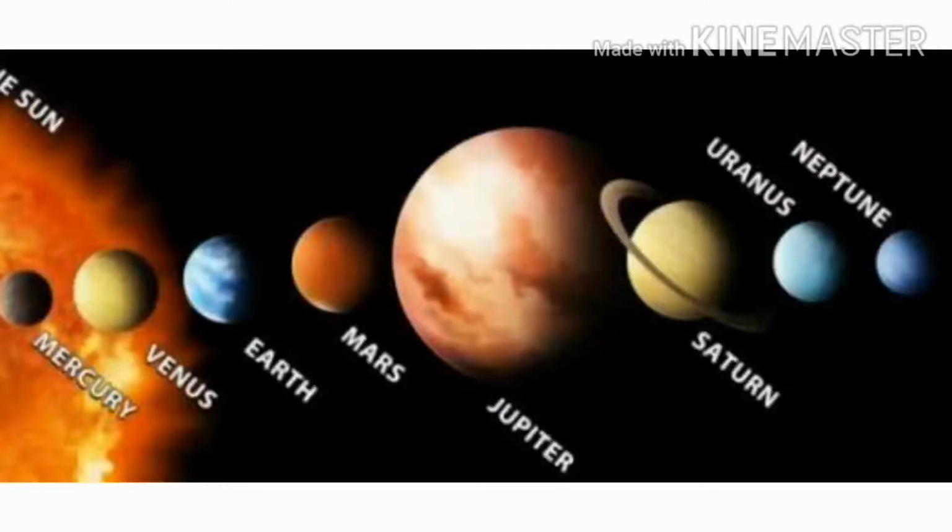Yes, Mercury, Venus, Earth, Mars, Jupiter, Saturn, Uranus and Neptune. Right? Yes. And what are the planets? Yes, planets are the heavenly bodies that revolve around the sun.